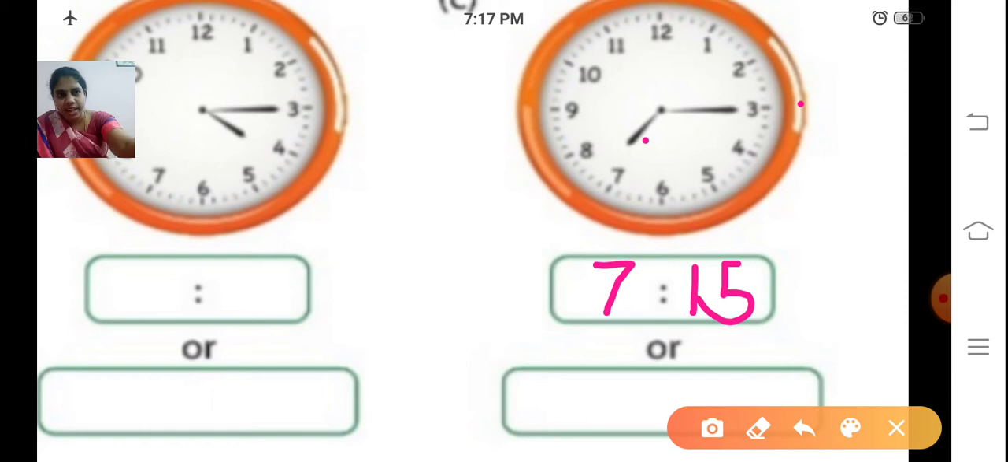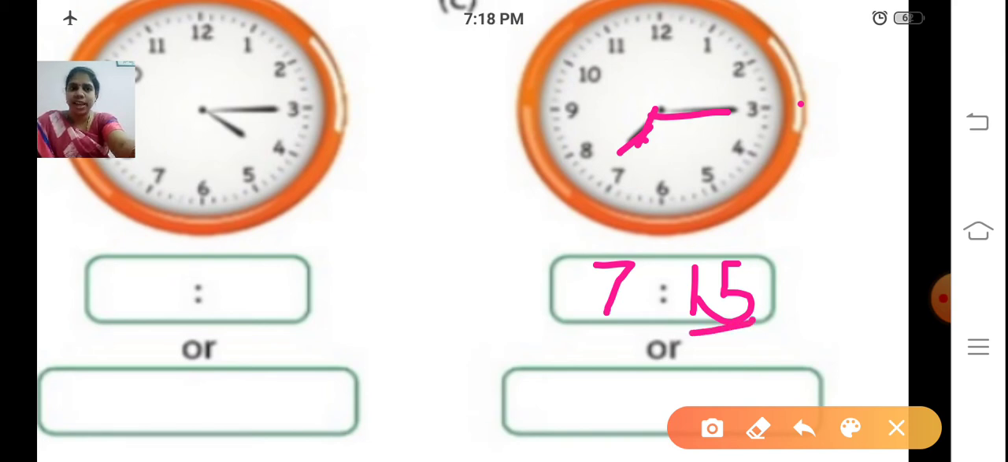Just see the smaller hand. It is at 7. It crossed 7, right? So as it crossed 7, the hour hand is at 7. And the minute hand is at 3. That means 3 5s are 15. So how will you write this in other way? 15. How will you write?